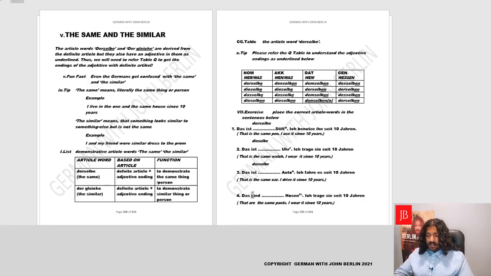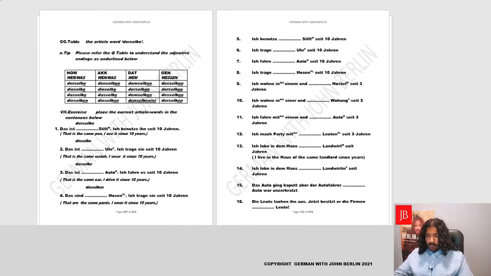Das sind Hosen. Ich trage sie seit 10 Jahren. So they are the same pants, I have worn them for 10 years. Again, das sind, what case? Nominative. It's dieselben, the ending is en. So: Das sind dieselben Hosen. Ich trage sie seit 10 Jahren. Super duper. Okay, moving forward.